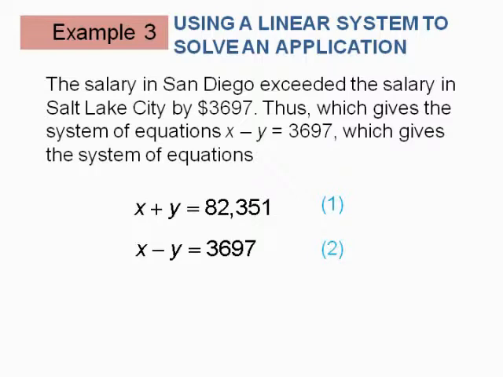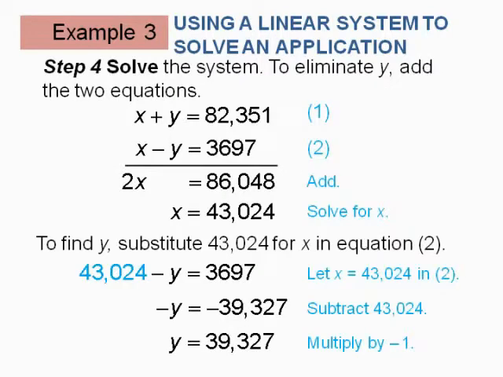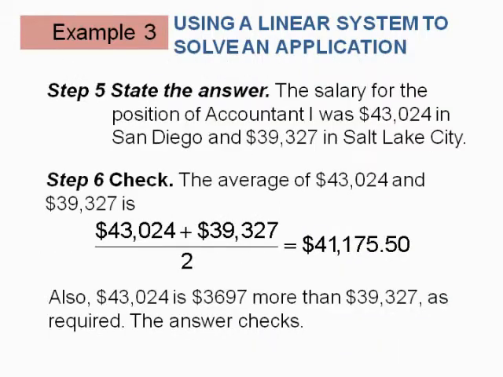So you can see our systems are lining up well. And now, do you want to be an X hater or Y hater? Well, I think the Y's are going to drop right out there. And solving for X gives us $43,024. Plugging back in, Y will be $39,327. And then we got the answer there. So the position for Accountant 1 in San Diego, 43,024. Salt Lake City, 39,327. Both pretty decent paying jobs there. And the answer will check.